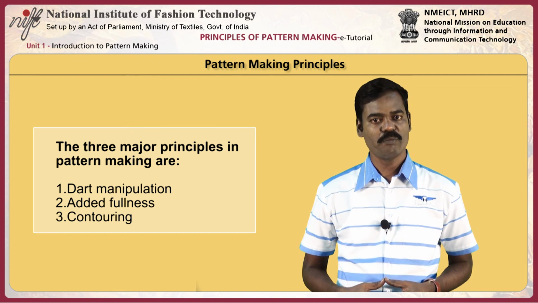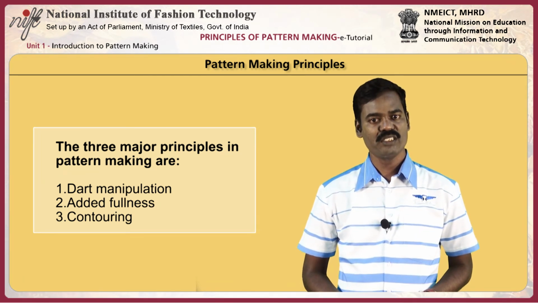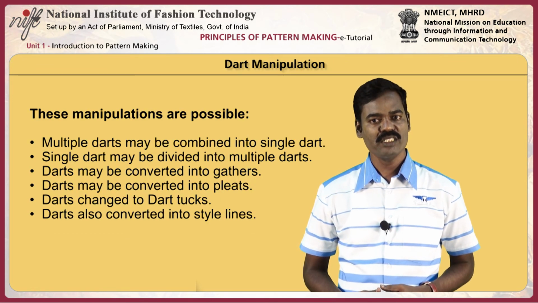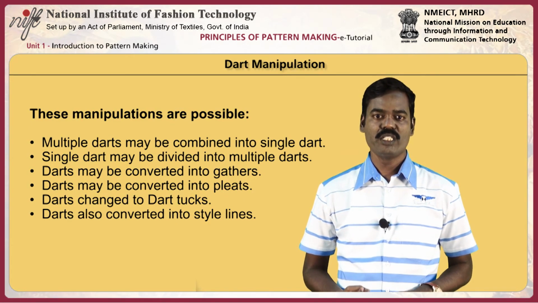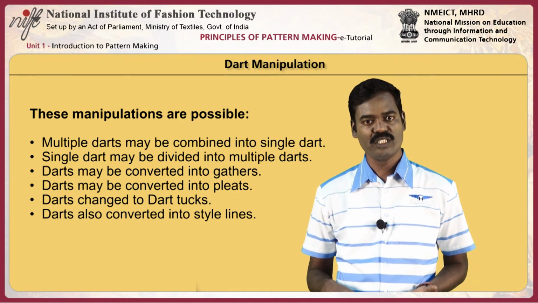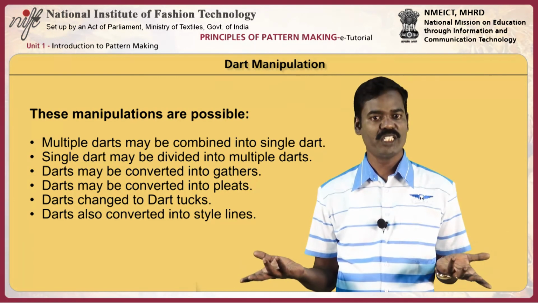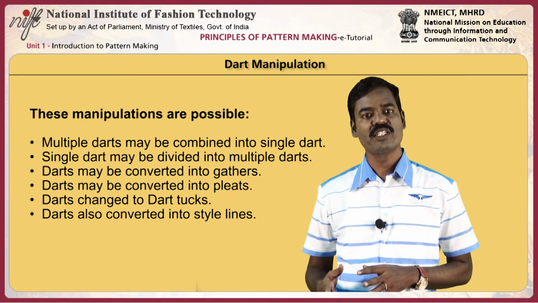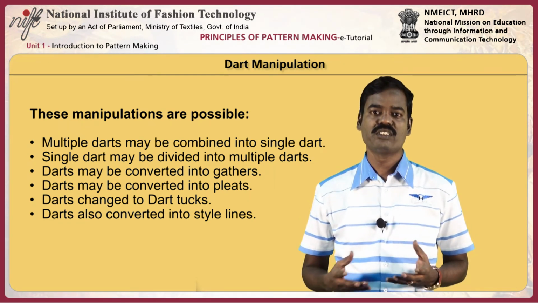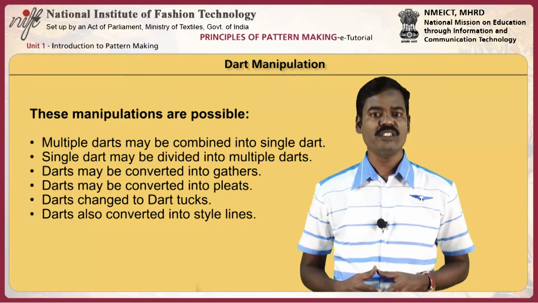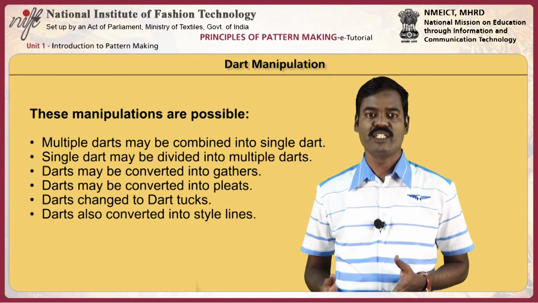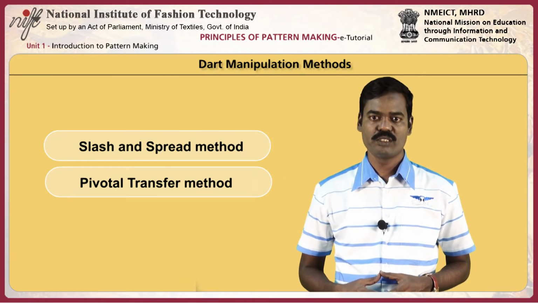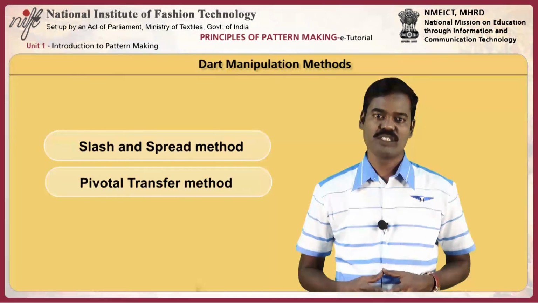Three major principles in pattern making are dart manipulation, added fullness and contouring. Many manipulations are possible. Multiple darts may be combined into a single dart, a dart may be divided into multiple darts, darts may be converted into gathers, darts may be converted into pleats, darts changed into dart tucks, and darts also converted into style lines. There are two methods of manipulating darts, the slash and spread method and the pivotal transfer method.